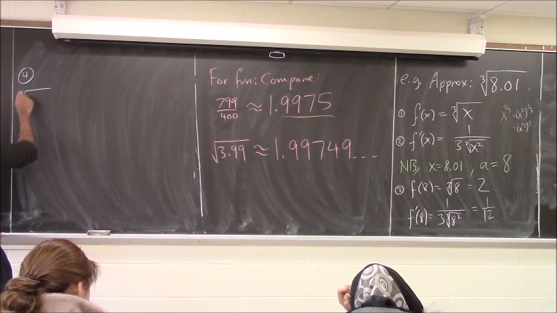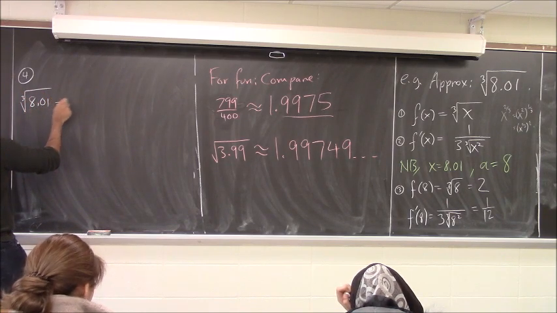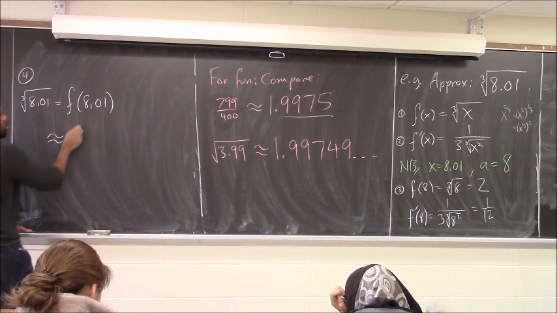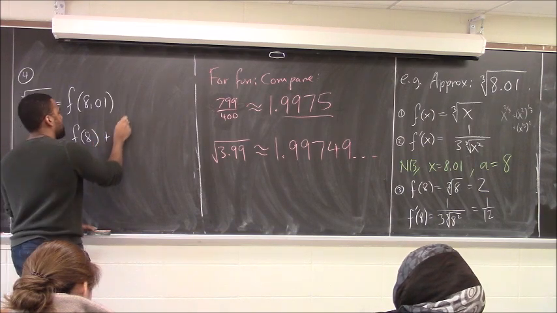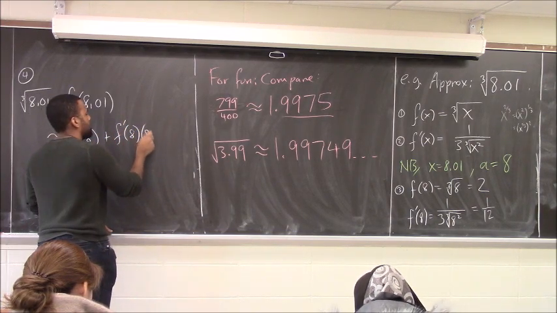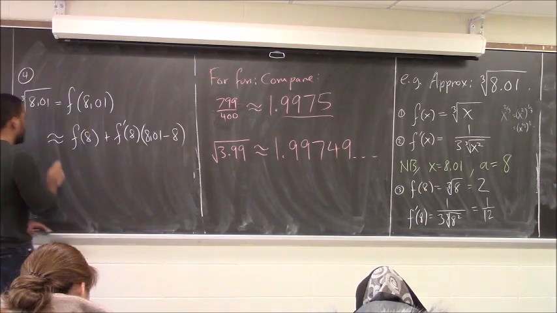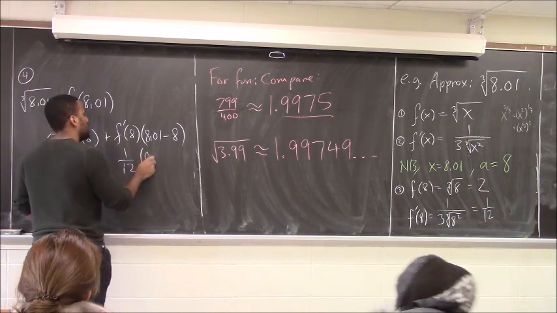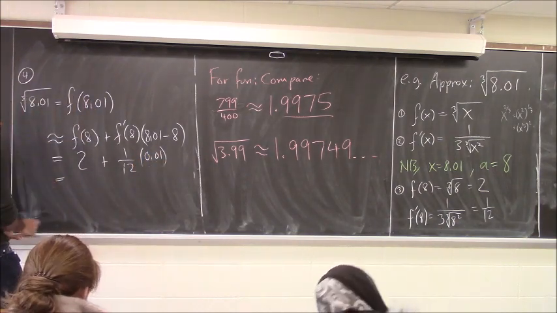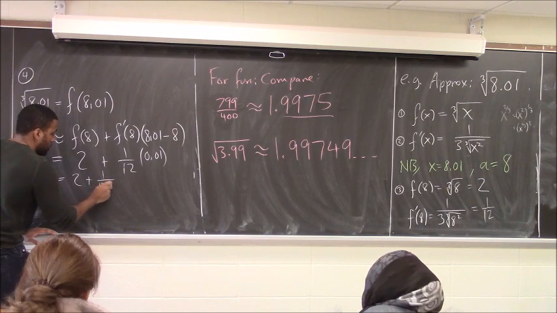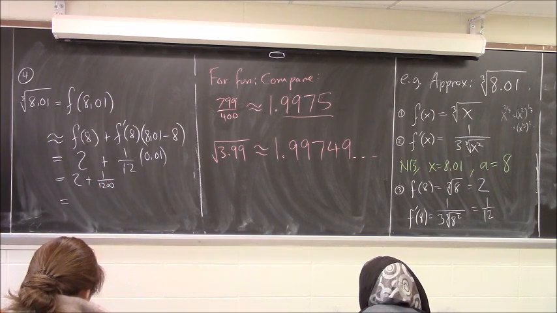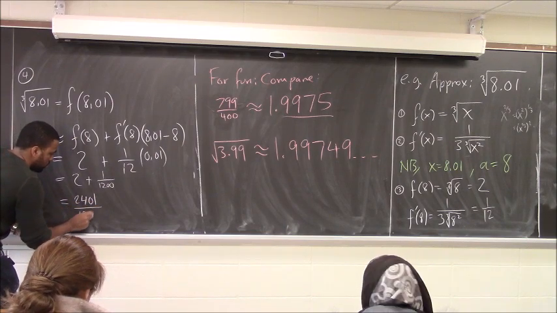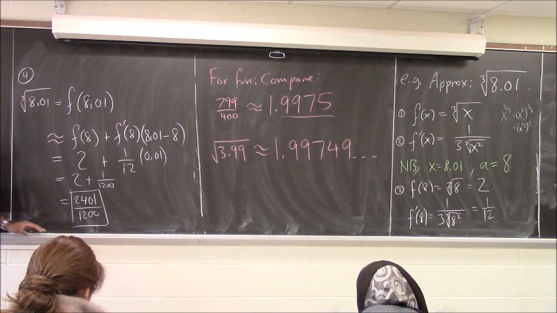So for the cube root of 8.01, we know that is f of 8.01. That is approximately equal to, by our linear approximation formula, that guy. This we know is 2. That we know is 1/12. This we see is 0.01. That's 2 plus 1/1200. 2 is 2400 over 1200. This is 2401/1200. That would be my guess as to what this thing is.